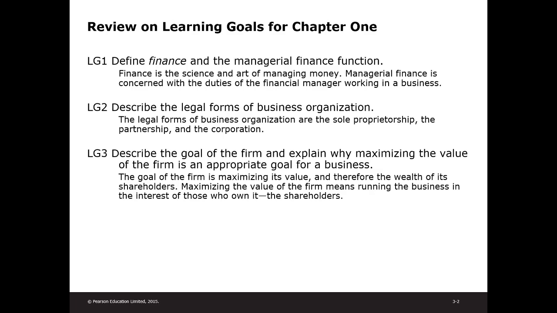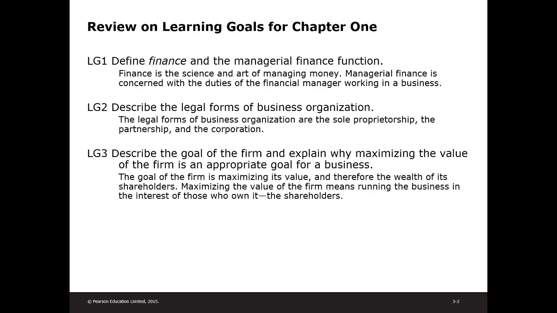The second objective or the second goal of the chapter is describing the legal form of any firm or any business organization. We all know that we have four legal forms, which are sole proprietorship, partnership, limited partnership, and the corporation. Okay.